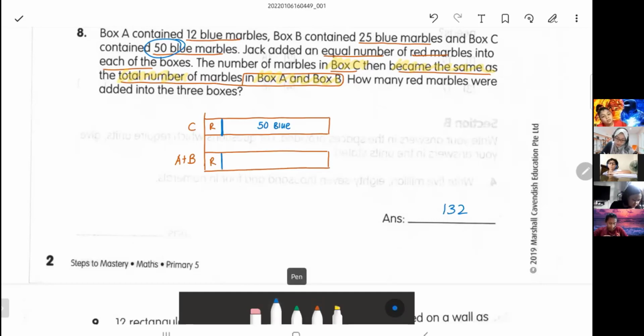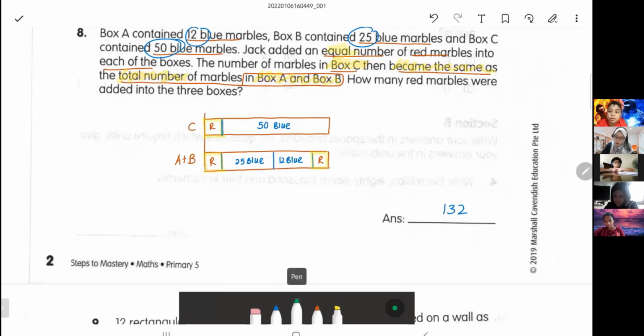And then if you look at the B, they have 25 blue marbles. So let's say my B is about here, 25 blue. This is my B, okay? Then this is my A. A has 12 blue. Right, these are all my red. Can you see that my red are all of equal size? I'm trying my best to make them equal size. Can you see or not? Because he put in an equal number of red marbles in each box. That's what they did. Okay.